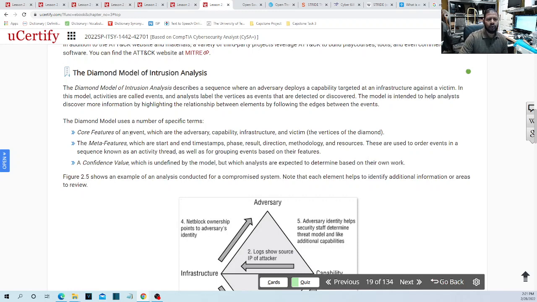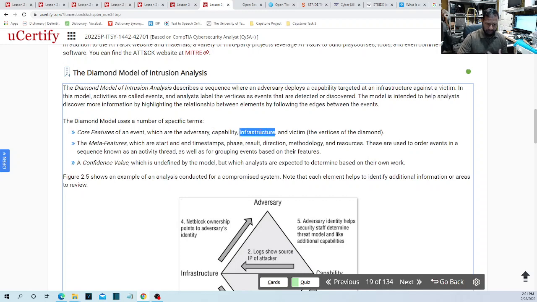Okay. The core features are here: an adversary, capabilities, infrastructure, and victim. Okay, so there is an adversary, there's a victim, there's what kind of capabilities they had, and what kind of infrastructure was targeted. Okay, and of course you're going to have many of the meta features like timestamps, when that happened, which phases took place, what result there was from the attack, and this confidence value, which is defined by the model.